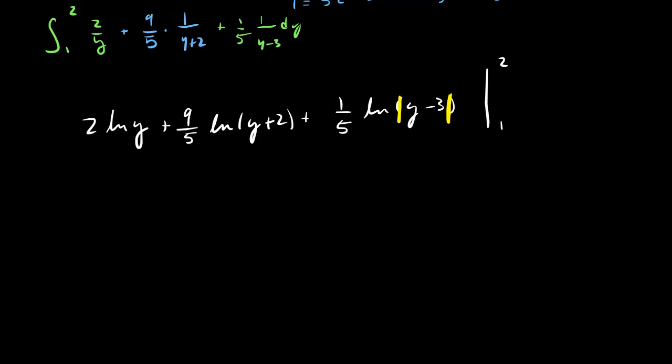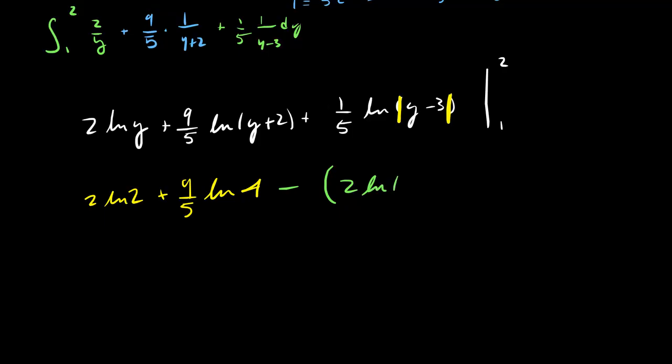Great. So let's look at what we got here. Plugging these in, we have 2 natural log of 2 plus 9/5 natural log of 4 plus 1/5 natural log. When I plug in the 2, it would give me -1, but we need the absolute value, natural log of 1, which turns out to be 0. Then subtract off, plug in the 1s.